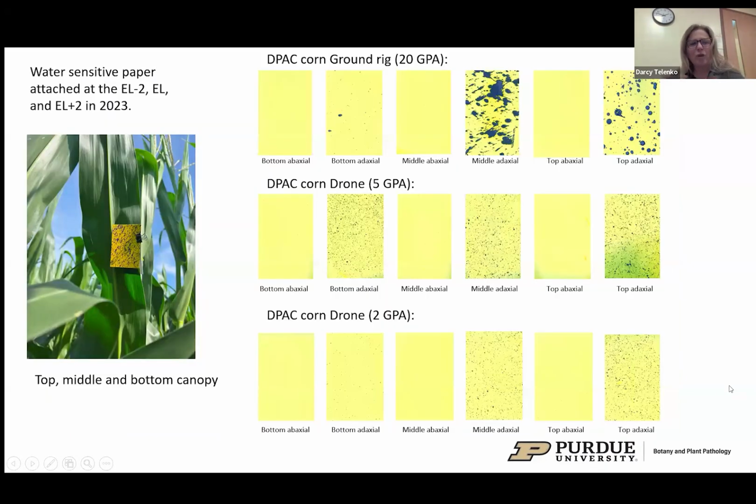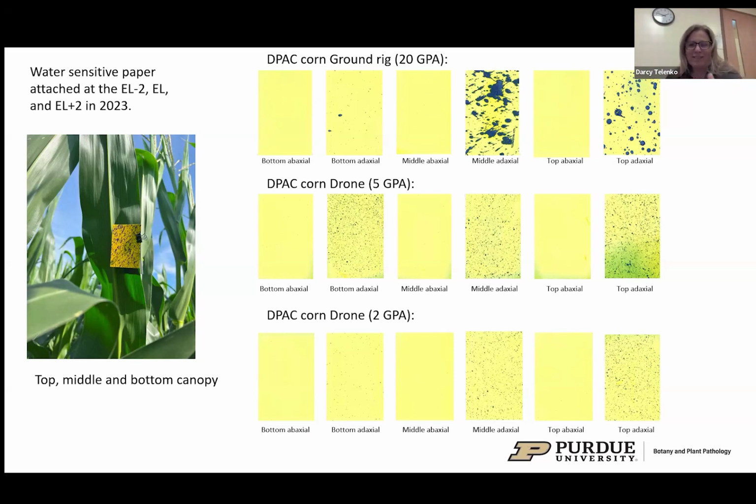And so from the water sensitive paper, and this is where we've switched a little bit, but it does give a better idea, especially in the corn, of where the spray drops are landing. And one question we had initially, and so we actually put the paper on the leaves of corn. And so we did the middle leaf, the ear leaf, and then we did 2 leaves above and 2 leaves below. And we put a piece of paper on the top and the bottom of the leaf.